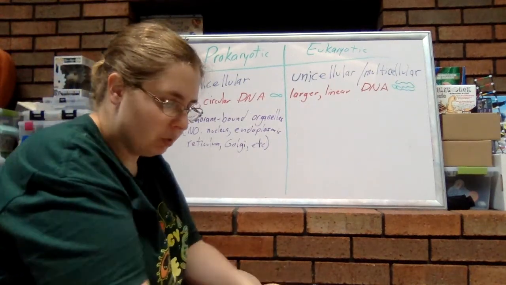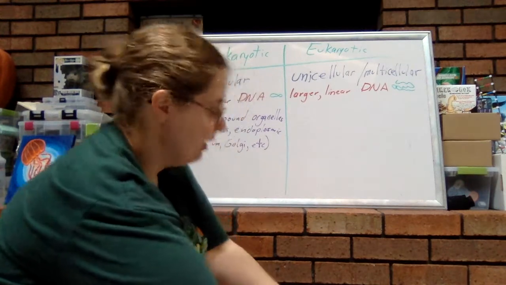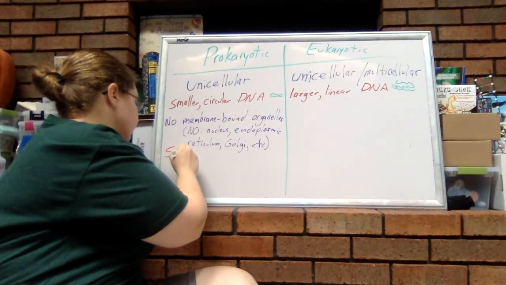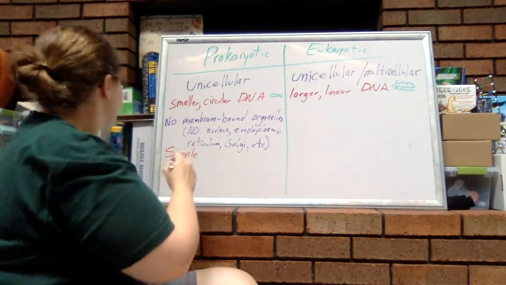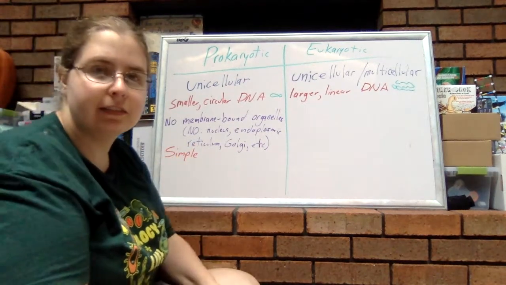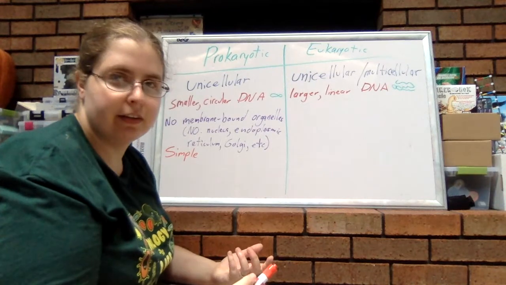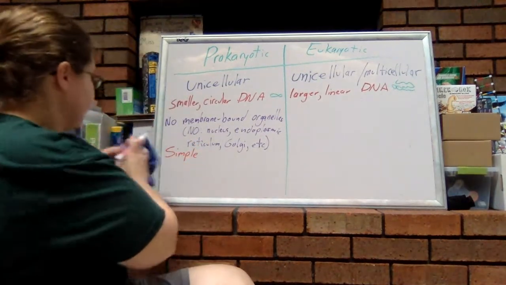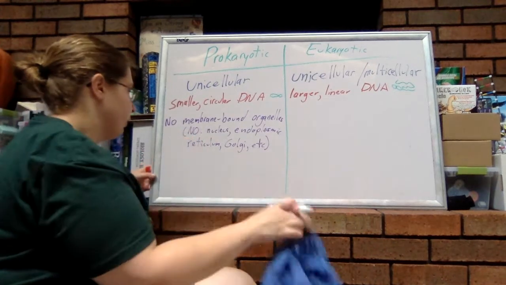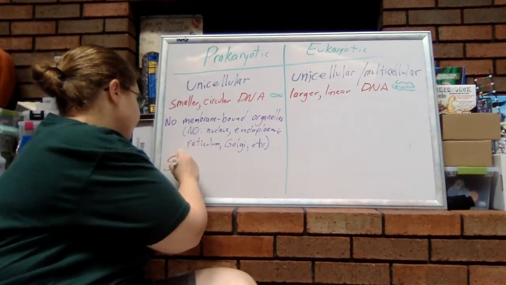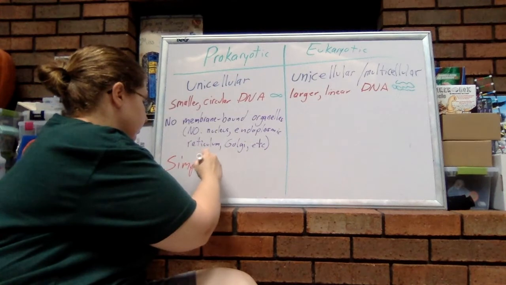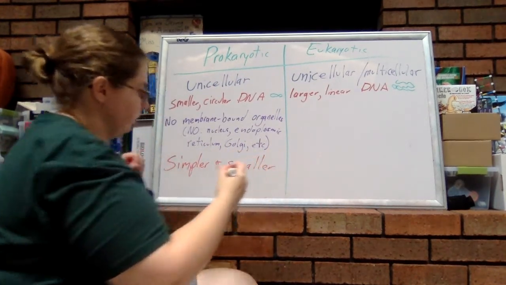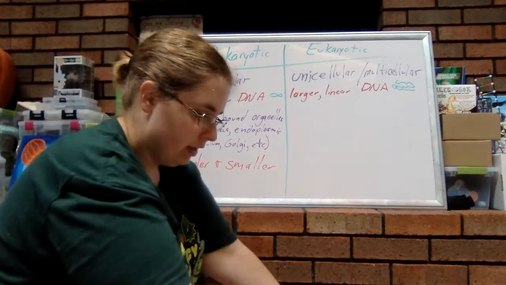So essentially what we're saying is that they tend to be very simple. So they tend to be a lot simpler than eukaryotic cells. So I'm going to write that a bit bigger. So they are simpler and smaller. All right.